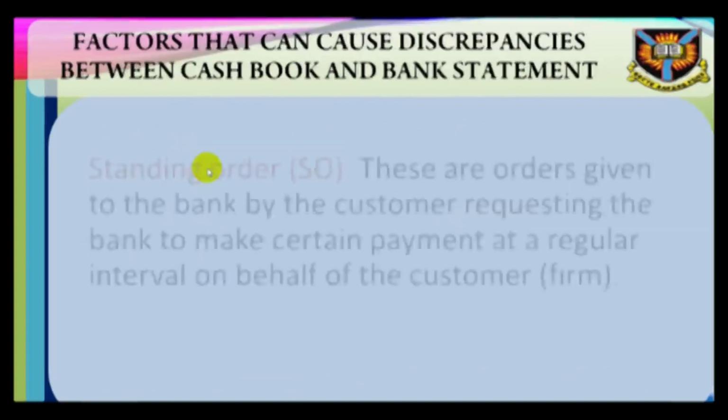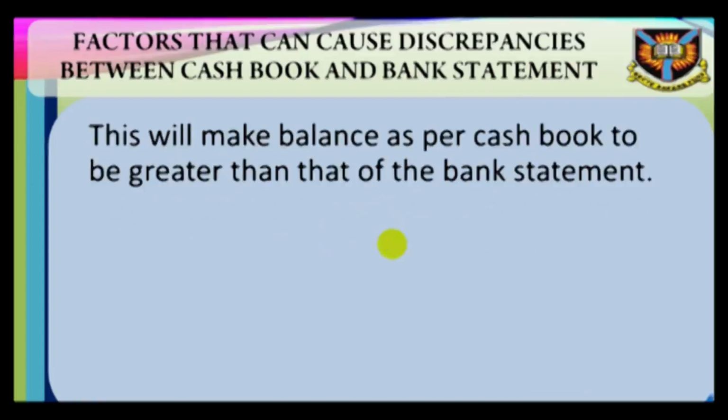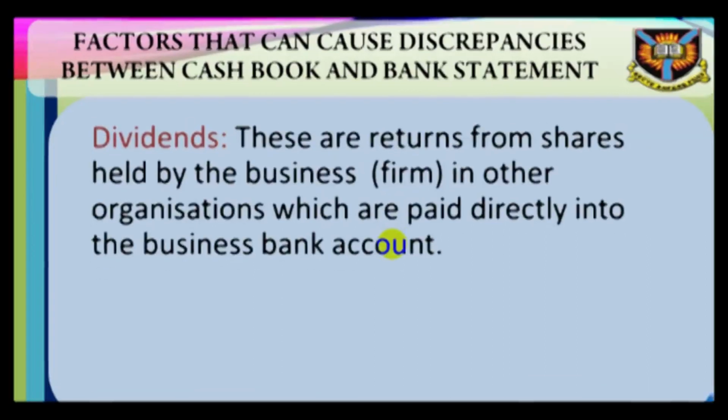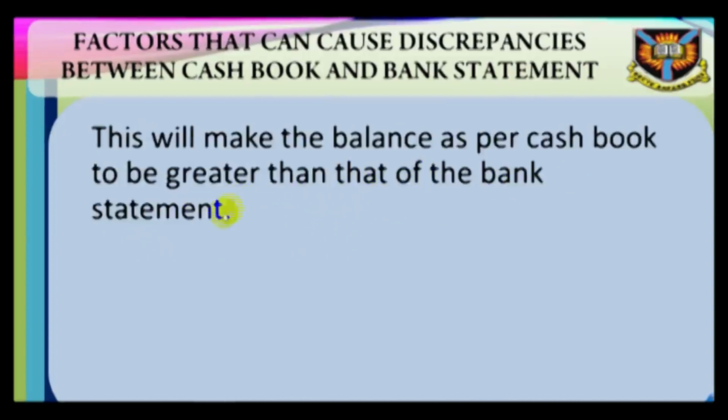5. Standing order. These are orders given to the bank by the customer requesting the bank to make certain payments at regular intervals on behalf of the customer. This will make the balance as per cash book to be greater than that of the bank statement. 6. Dividend. These are returns from shares held by the business in other organizations which are paid directly into the business bank account. This will make the balance as per cash book to be greater than that of the bank statement.